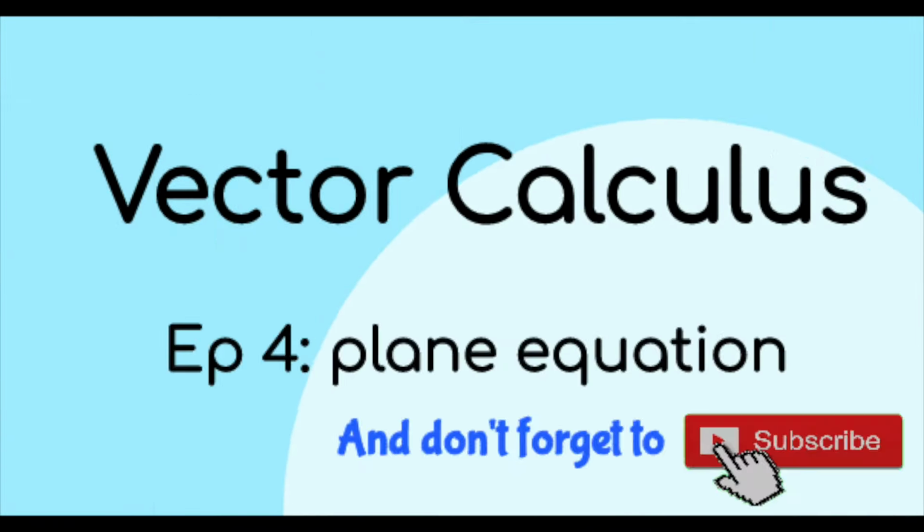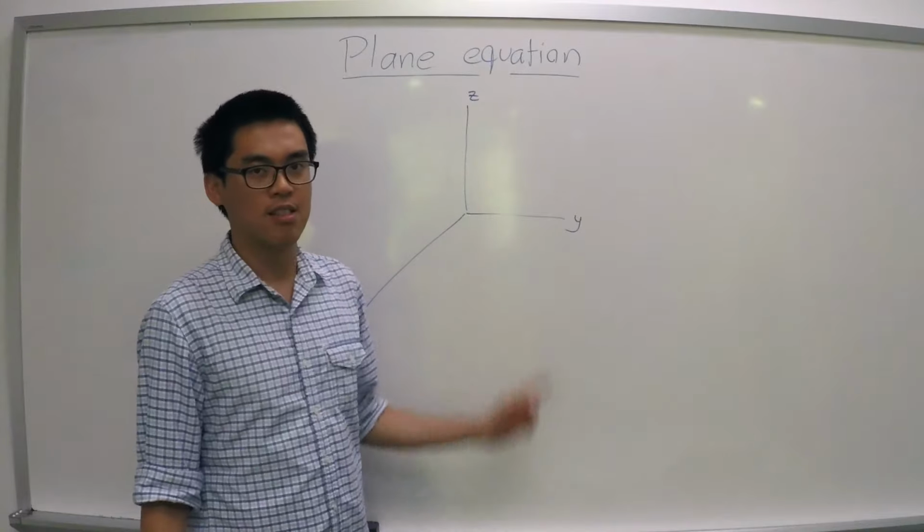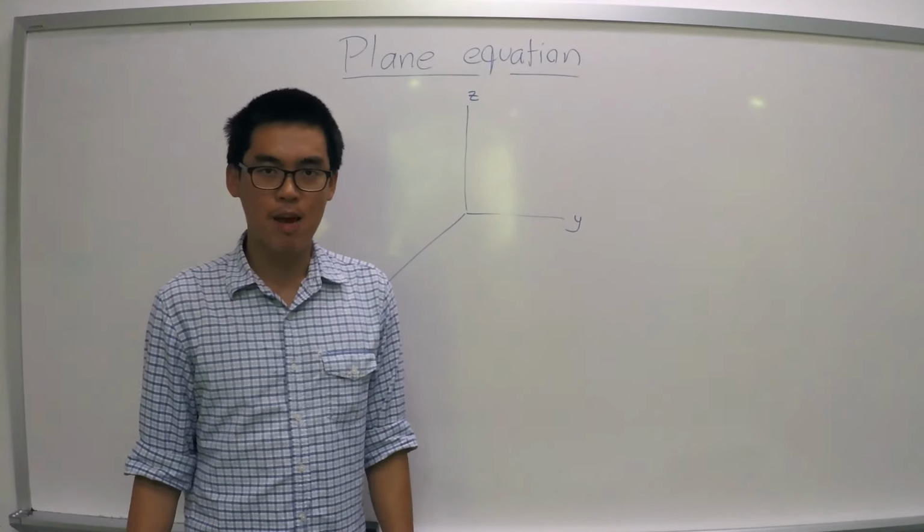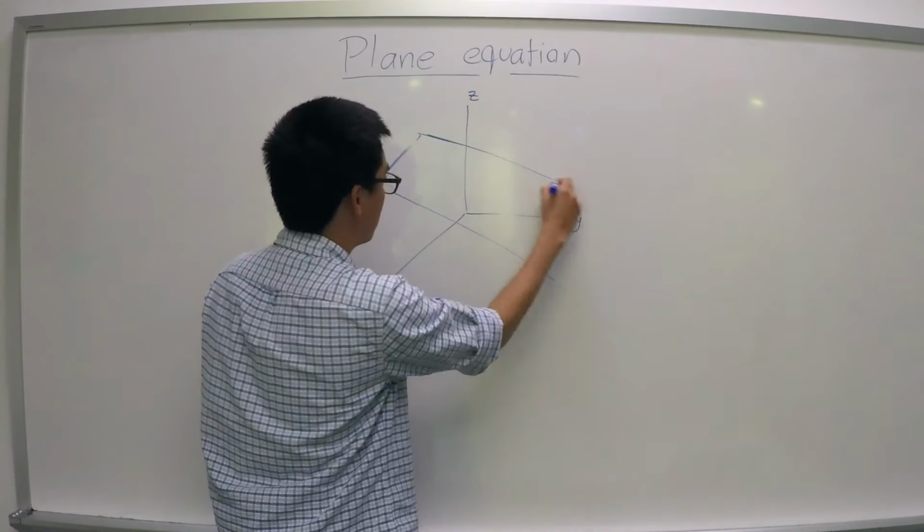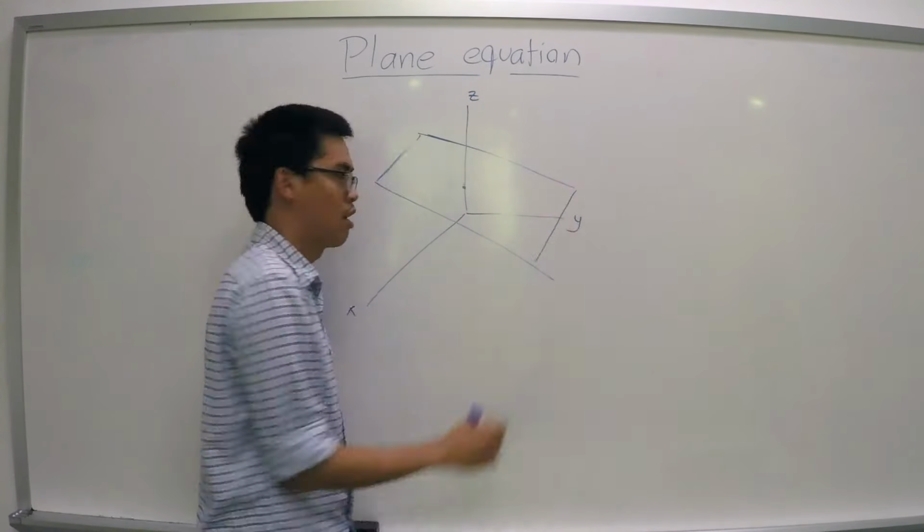So as the name suggests, plane equation is an equation that explains a plane. So what does a plane look like in a space? Well, let's draw a picture. Usually you have a space that looks like this: X-axis, Y-axis, and Z-axis. What does a plane in a space look like? Well, it looks something like this.